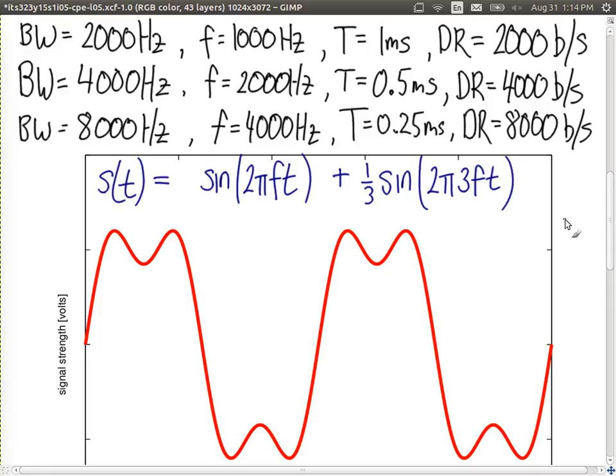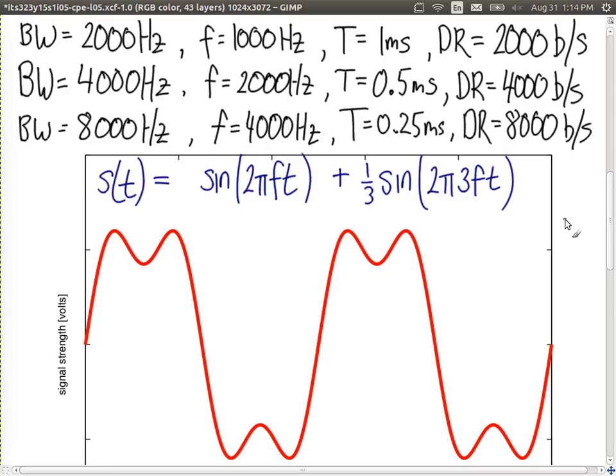Key point, increasing the bandwidth increases the data rate. Given other factors are the same, given we're using just two components, if we change the number of components, then the data rate may change in a different manner. But given everything else the same, higher bandwidth, higher data rate. Now, some things you may also notice. The data rate equals the bandwidth, apart from the units. Okay, 8,000, 8,000, 4,000, 4,000.